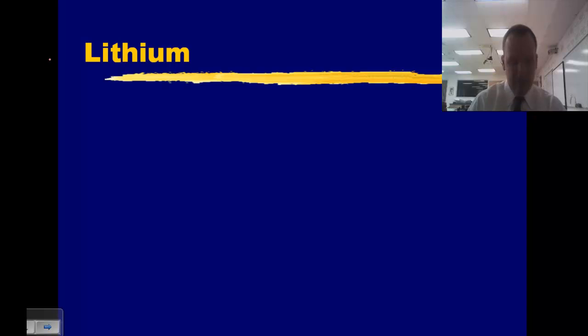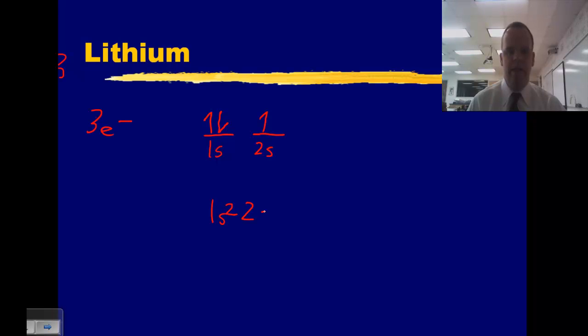Now lithium has 3 electrons. So it's going to fill up the 1s orbital. There's only room for 2 electrons within an orbital. Now we need to go to the second energy level, and the first orbital in any energy level is S-shaped. So we have 1s and 2s. In the electron configuration notation, we'd write it 1s2, 2s1.